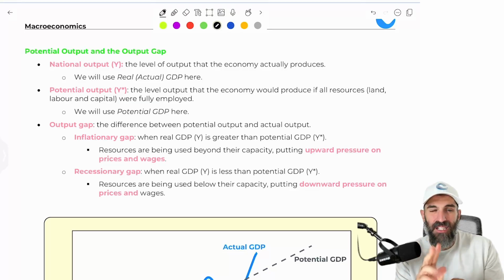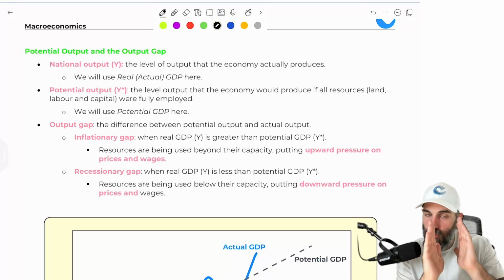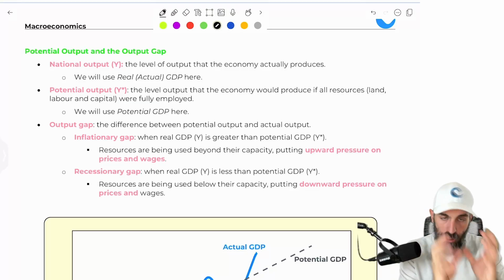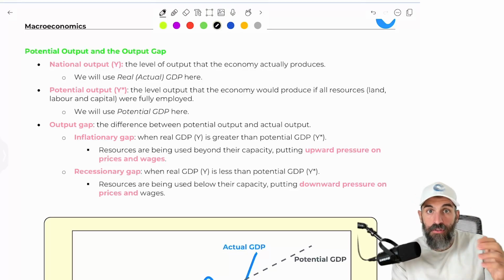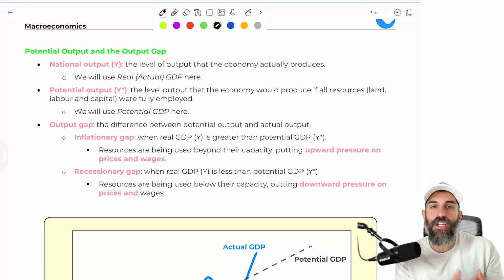And there are two kinds. Very important. Almost every chapter we'll talk about this. So it's important to lock this in from now. Whenever your real GDP, your actual production, is greater than your potential, think about what that means. You're producing more than you should be. We call that an inflationary gap.